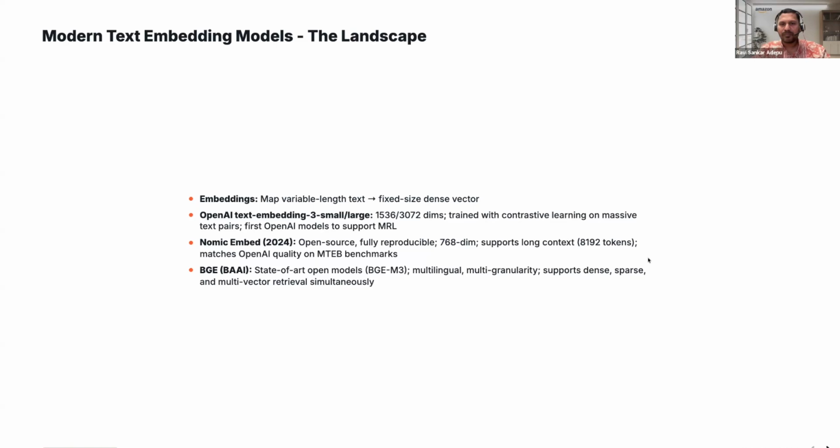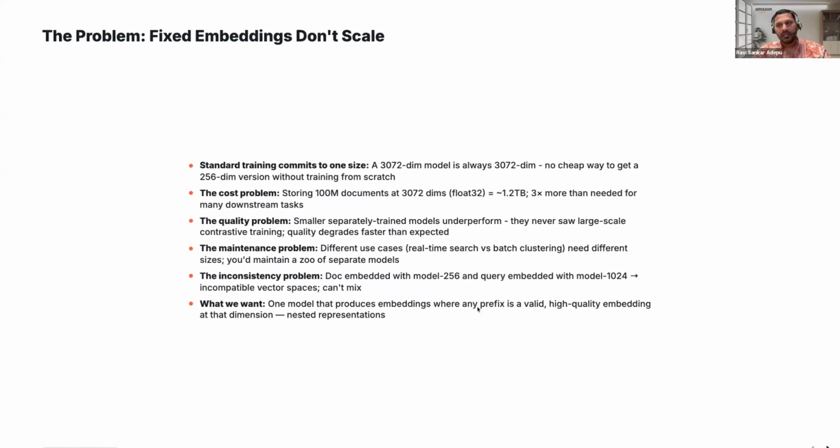And the number to keep in your head is this dimension. Let's say 768 or 1500 or 3072. That's the length of every vector the model produces, and as we are about to see, the fixed number actually causes a real headache. So the problem is, once you pick a model, its embedding is fixed in size. A 3072 dimensional model always gives you 3072 numbers, and there is no cheap way to get a 256 dimensional version without training a whole new model.